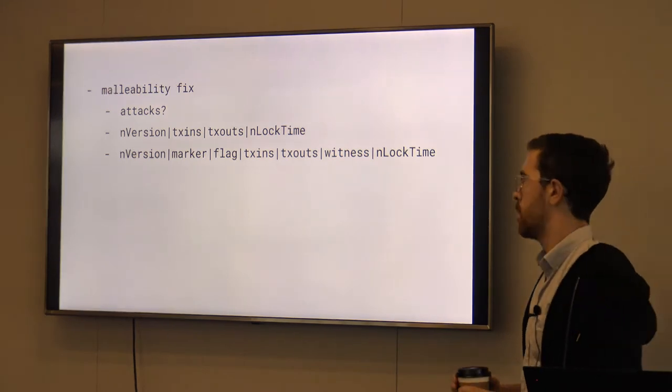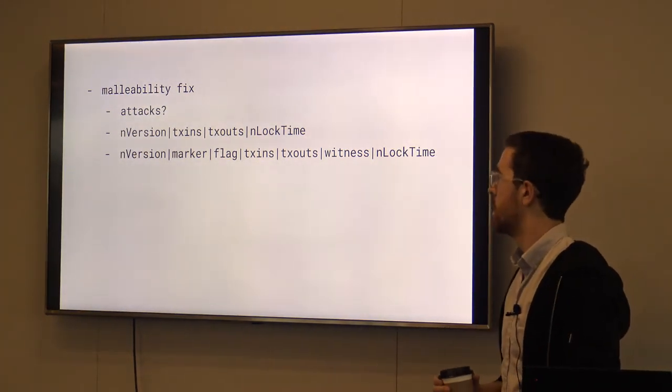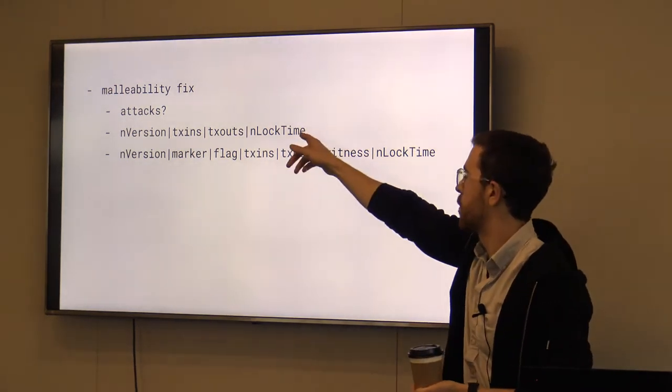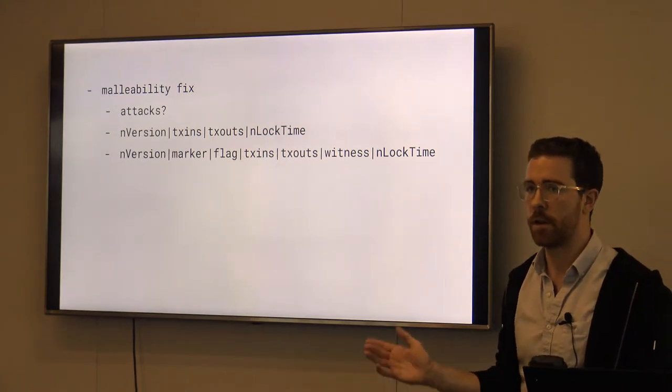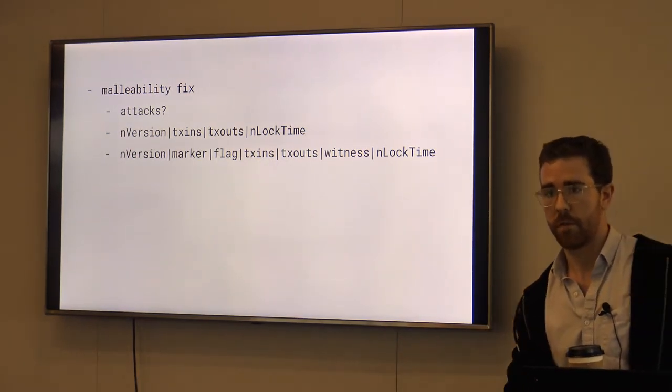So when we have a native SegWit transaction, we still use both of these ID formats, and this one can't be malleated because there's really no signature data in there. Okay, so, oh yeah, James. Let me ask a question.